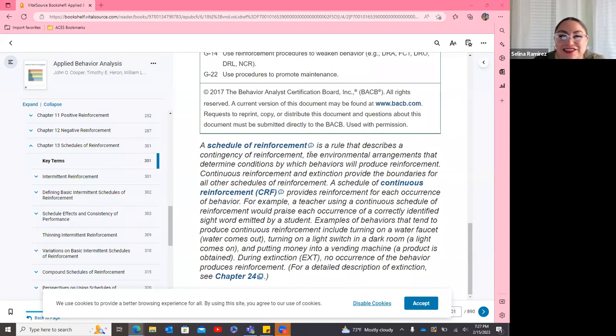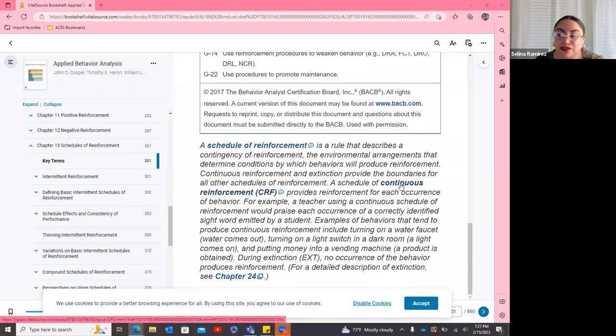Okay, so what is a schedule of reinforcement? It's a rule that describes a contingency of reinforcement, the environmental arrangement that determines conditions by which behavior will produce reinforcement. Continuous reinforcement and extinction provide the boundaries for all other schedules of reinforcement. A schedule of continuous reinforcement, a CRF, provides reinforcement for each occurrence of the behavior.